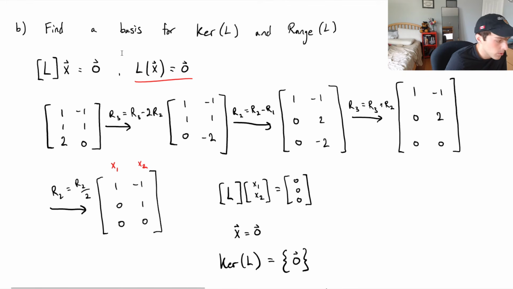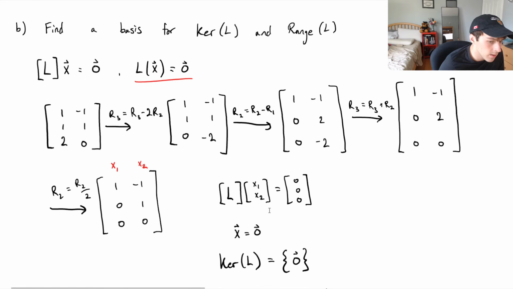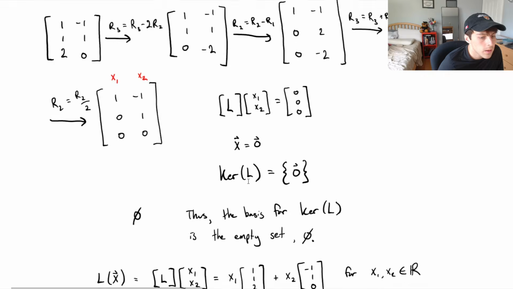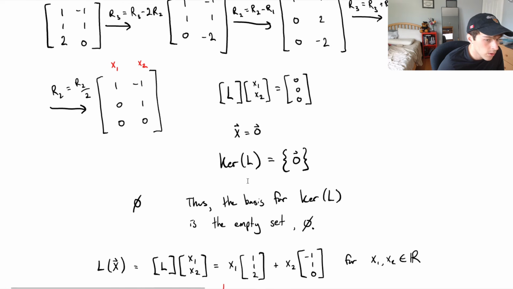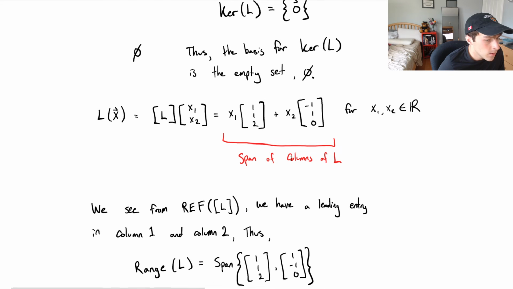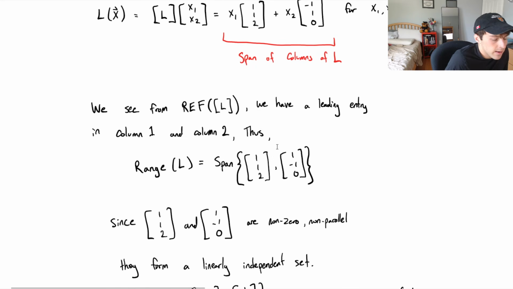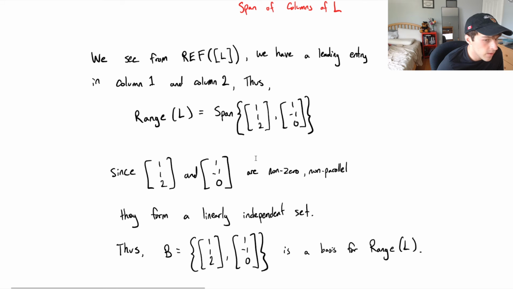We saw that this is very similar to the null space, and we solved our homogeneous system and found that the 0 vector is the only vector that maps to the origin of our codomain. Thus, since the kernel only consists of that one 0 vector, the basis for this set will have to be the empty set. We also saw that the range of L is very similar to the column space of the standard matrix L. Since we have a leading entry in both column 1 and column 2 and no free variables, the span of the columns of our standard matrix L is equal to the range of L, and it can't be simplified in any way.